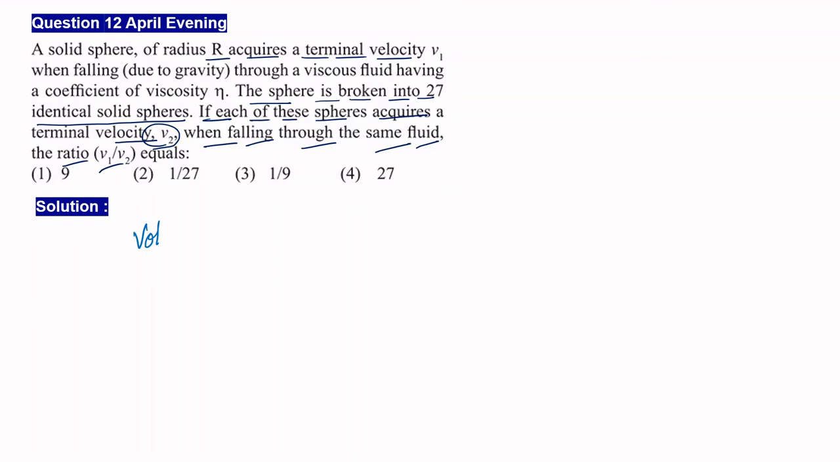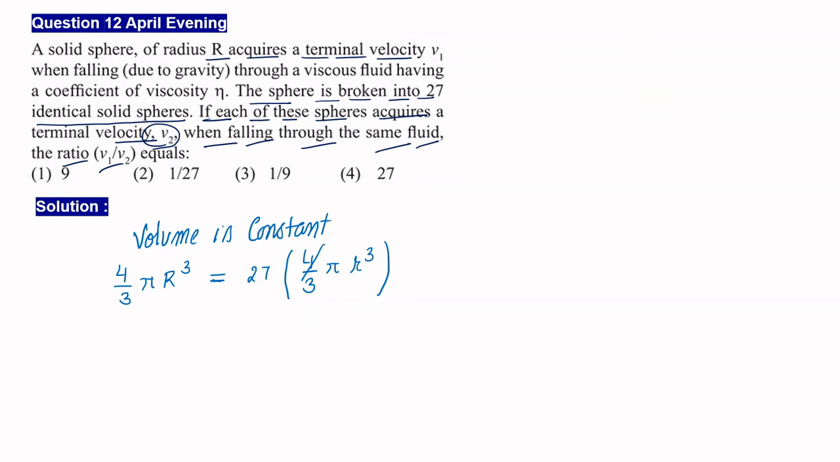Volume is constant. What it means? If the big sphere has radius r, so 4 by 3 pi r cube is the volume of the big one, and it is equal to 27 into 4 by 3 pi small r cube.